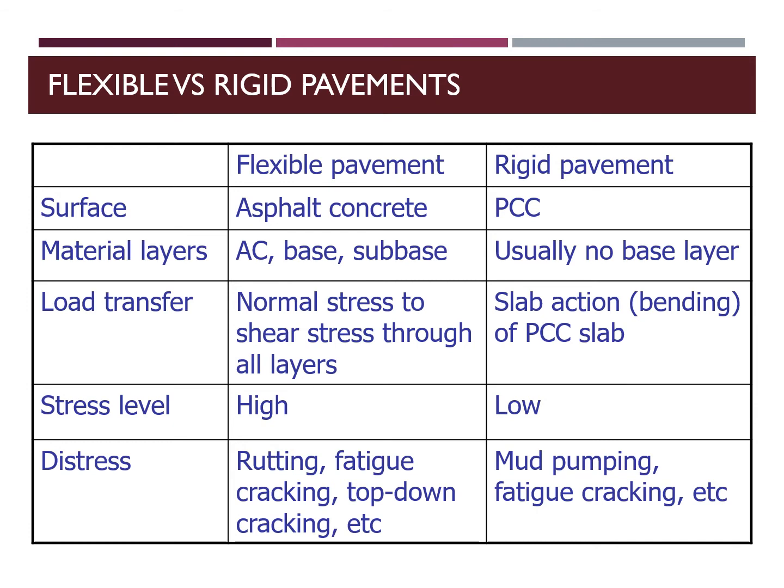For load transfer, the flexible pavements transfer normal stress to shear stress through all layers, while rigid pavement should apply slab action of the PCC slab to analyze load transfer. Usually, flexible pavement has a very high stress level, but the rigid pavement has a much lower stress level. In flexible pavement, you will observe rutting, fatigue cracking, top-down cracking, and so on. But for rigid pavement, if it fails, you will observe mud pumping, fatigue cracking, and so on.